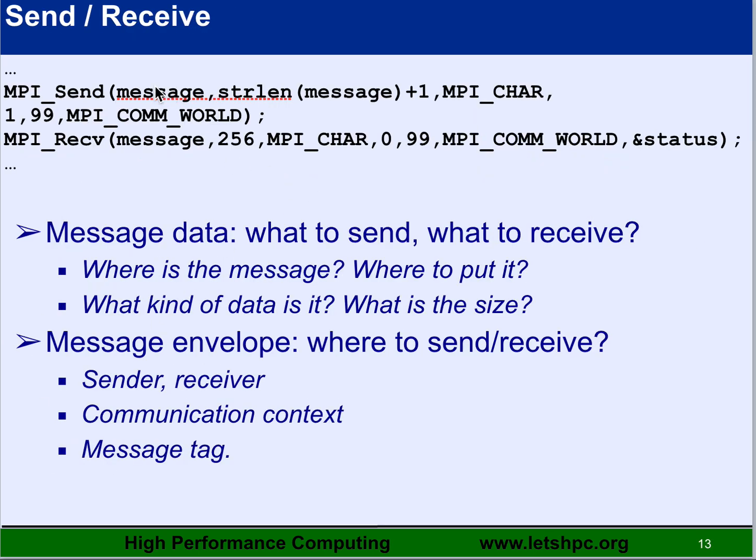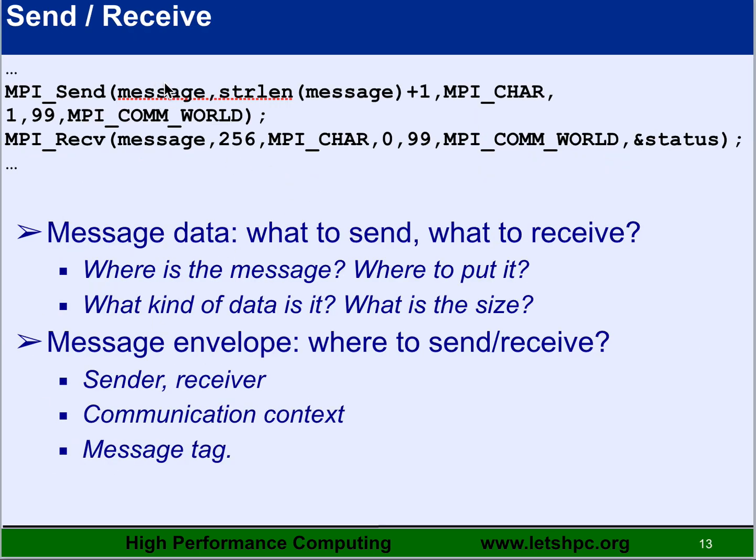So the first argument is what to send, that is this message. The second argument is the size of that message. The third one is the data type. In this case it is character, and it is prefixed with MPI underscore. As we mentioned earlier, all MPI data types need to be prefixed with MPI underscore. The fourth one is who is going to receive the message. So that's 1. 0 is sending and 1 is going to receive.